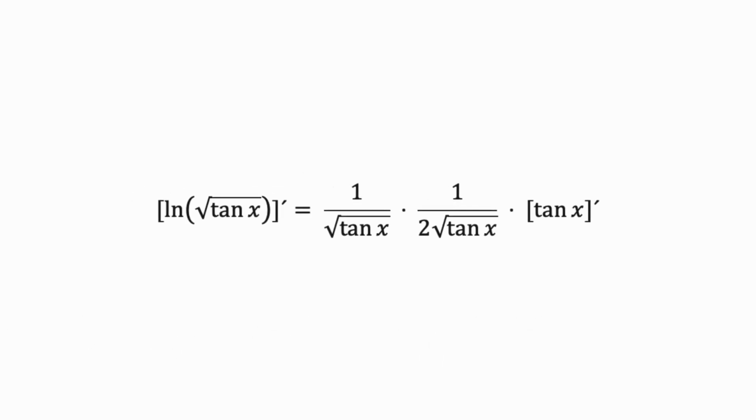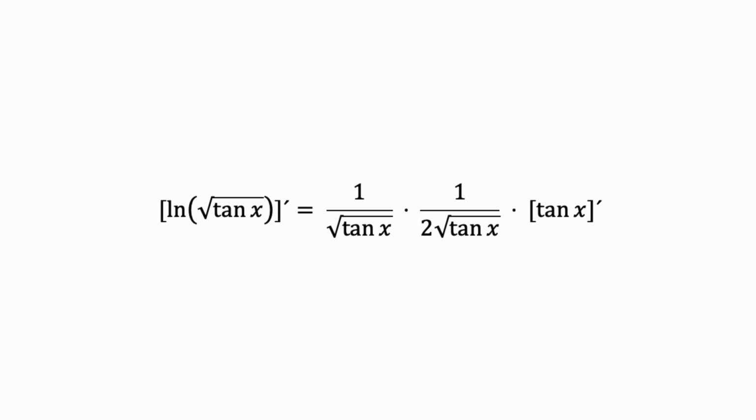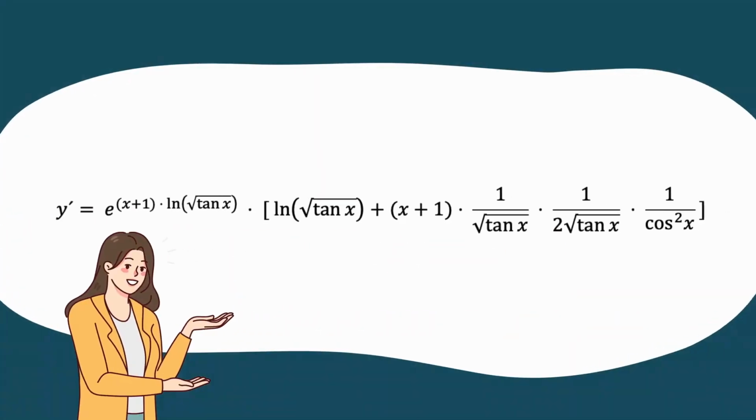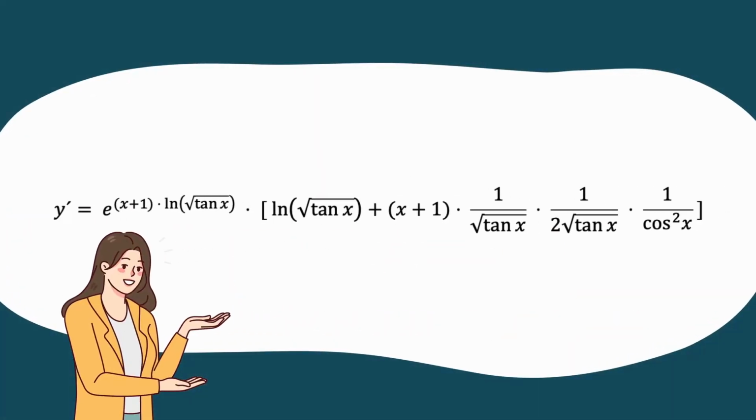After replacing t with our original function, we received the following expression. And finally, we already know that the derivative of tan x is 1 over cosine squared x. So let's write that. We can now plug this back in, and this right here is our final result.